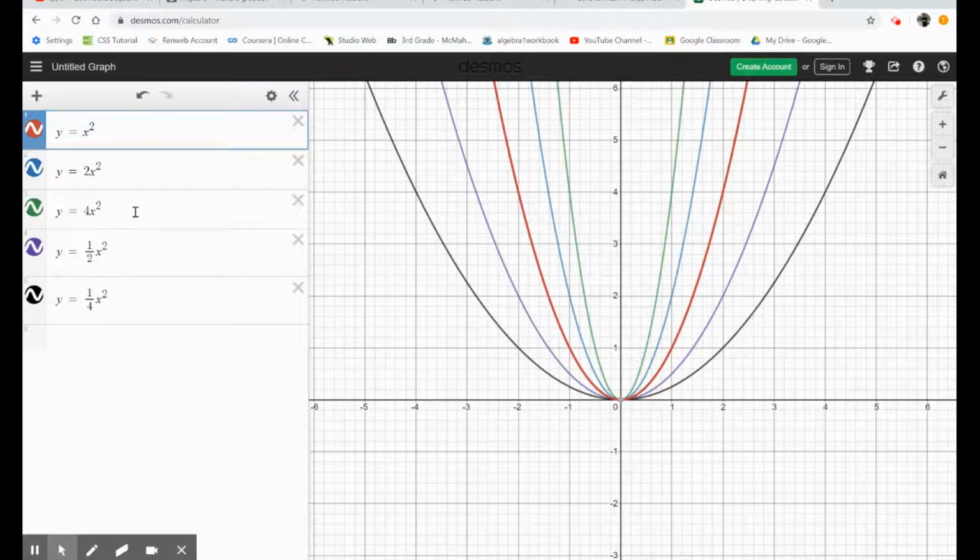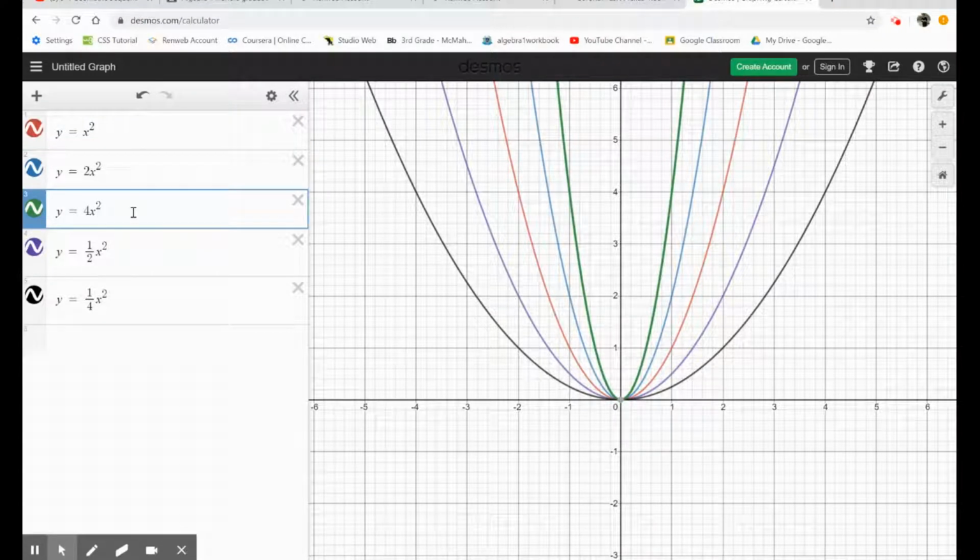Now let's look at another graph. Let's look at y equals 4x squared, the green one. If we plug in 1 for x, we get y equals 4 times 1 squared. 4 times 1 squared is 4. So the point is 1, 4, which is right here.